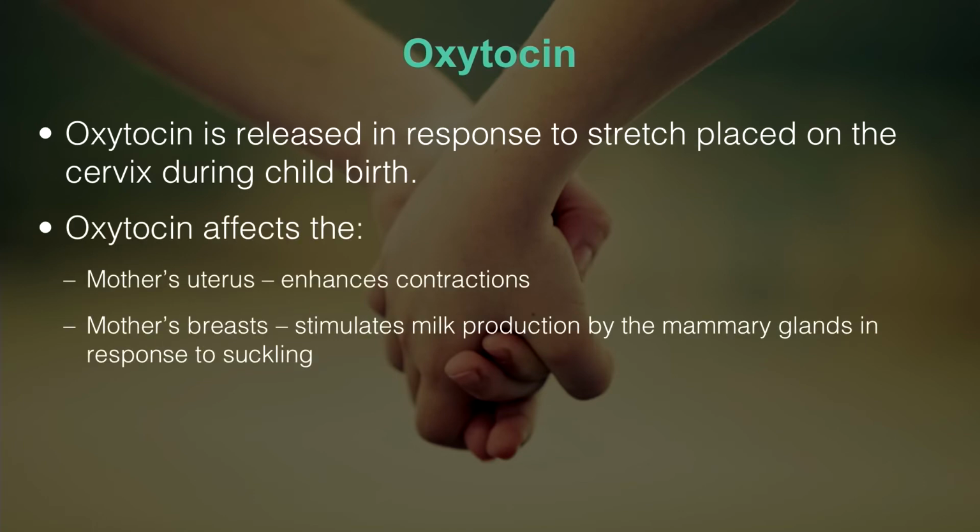And then when there's more in circulation, it enhances the strength of contraction until the stretch on the cervix is gone. It has other secondary effects which are important for childbirth and weaning in helping the production of milk at the breasts in response to mechanical stimuli. So not just stretch at the cervix, but other mechanical stimuli can release oxytocin as well.